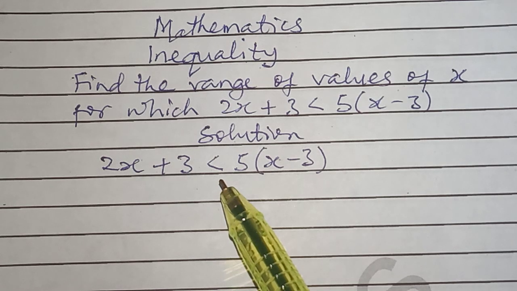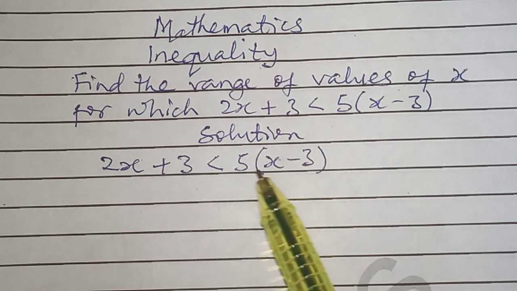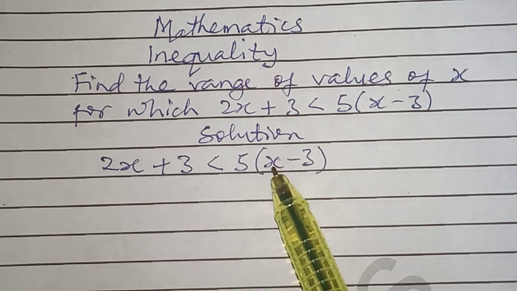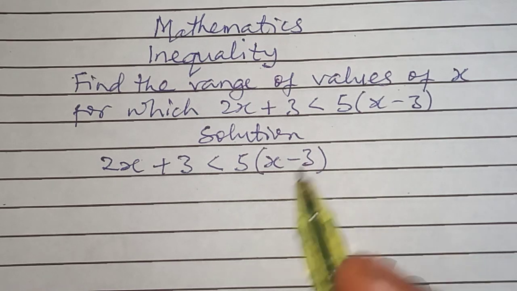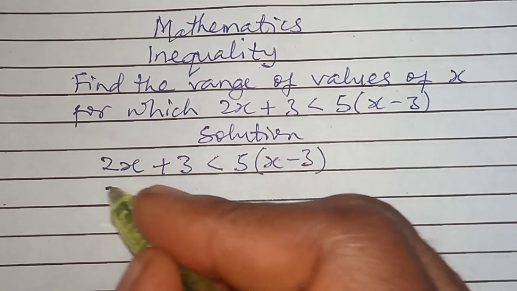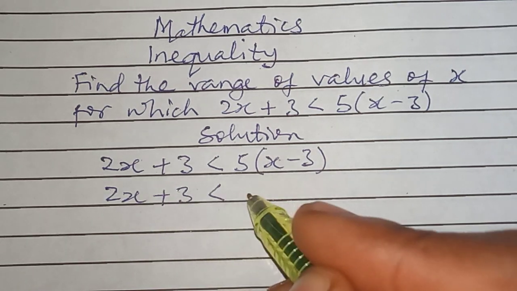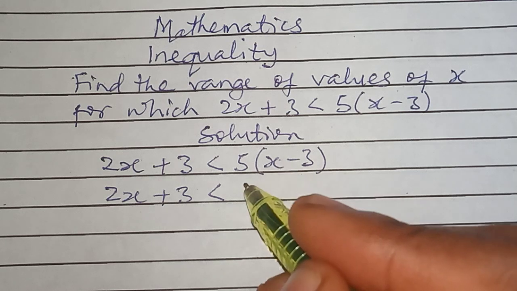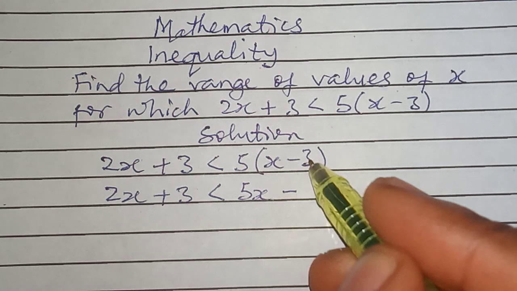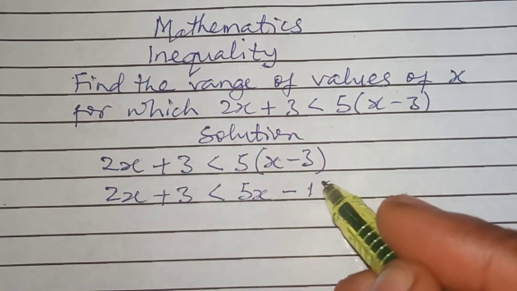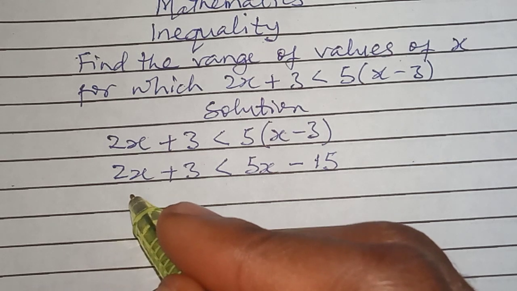So the first thing we have to do here is to open this bracket by using 5 to multiply x and also using 5 to multiply 3 inside this bracket. So we'll have 2x + 3 is less than 5 times x, which gives us 5x, minus 5 times 3, which gives us 15. So the next thing is to collect like terms.